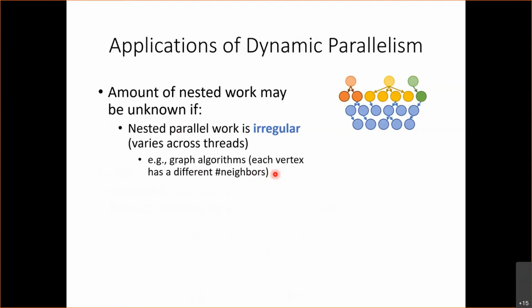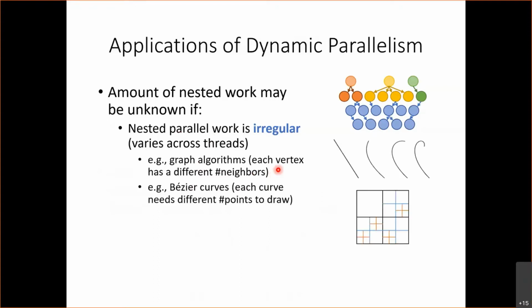Another example is Bezier curves. Bezier curves are a computation where we draw lines based on points. We have a bunch of points, and we draw these lines using these points. Now, to draw these lines, depending on the curvature of the line, we may need a different number of points to draw the line. Depending on the curvature, we may need a different number of points.